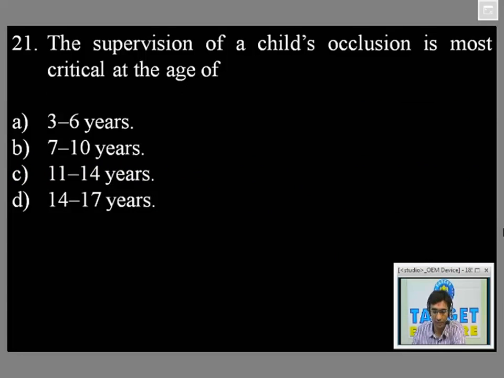Now we come on to the 21st question. The supervision of a child's occlusion is most critical at the age of... like how I told you before, during the mixed dentition stage, there is transition of primary dentition into permanent dentition. Different teeth are undergoing exfoliation, some teeth are erupting. Sequence, if disturbed or disrupted, might lead to increased chances of malocclusion. At the same time, it is during this age when the growth spurts are very active. So it is very critical for an orthodontist to supervise the child's occlusion between 7 to 10 years, that is during the mixed dentition period.